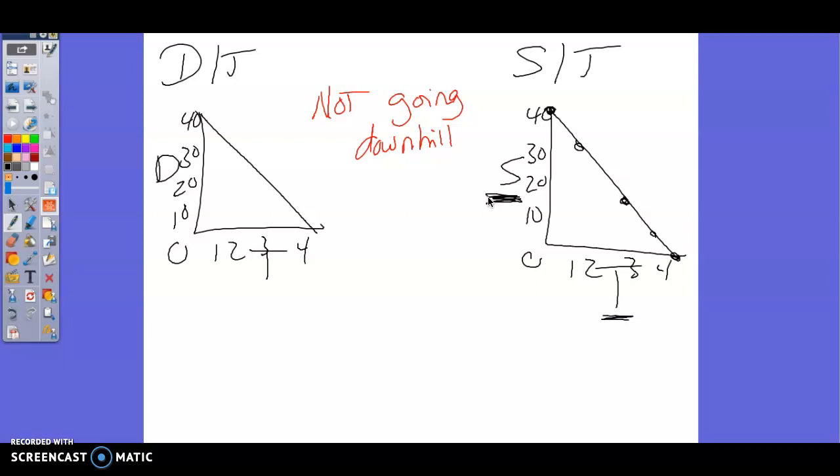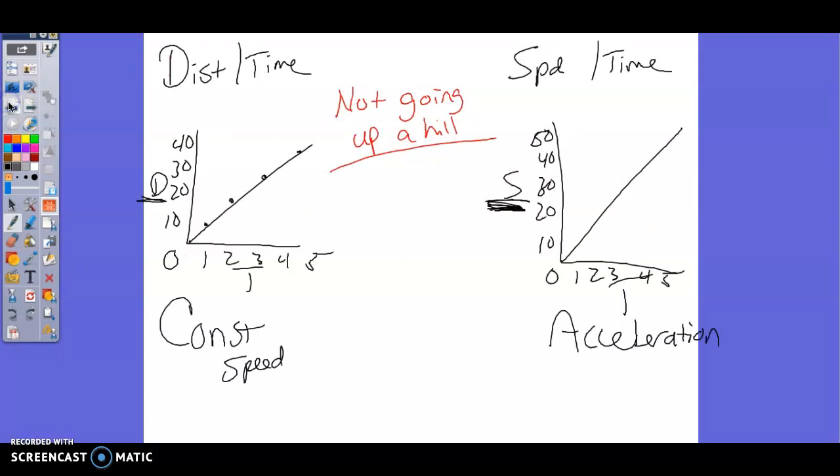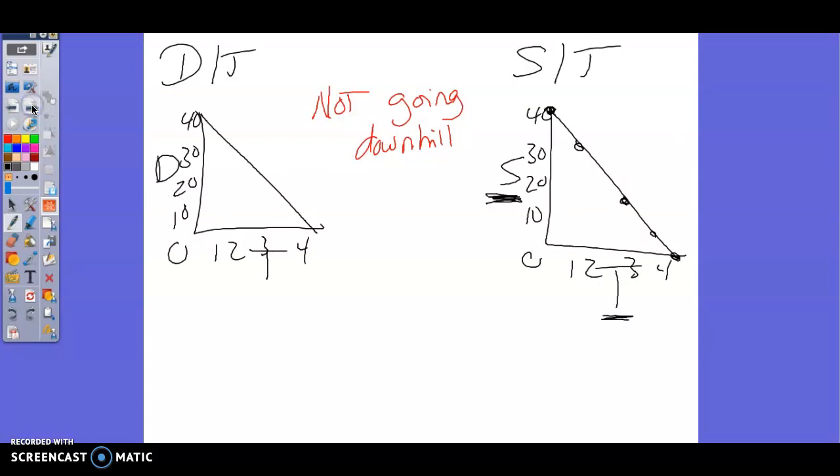What's that fancy word for slowing down? It's the opposite of acceleration. Thank you. Deceleration. Deceleration. You're slowing down. Okay? Not going down a hill. You're decelerating. What's happening over here on this distance time graph?